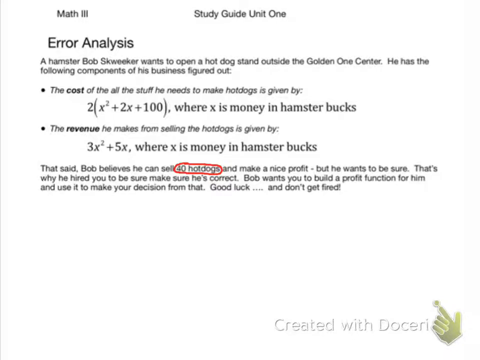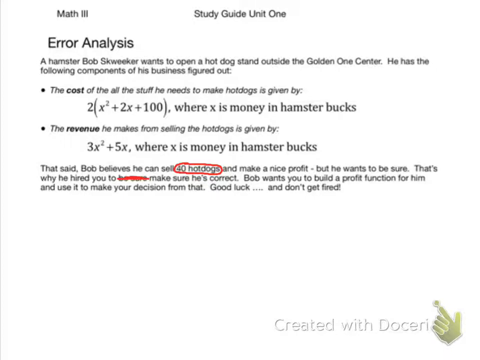That's why he hired you to make sure he's correct. Bob wants you to build a profit function for him and use it to make your decision from that. So good luck and don't get fired.